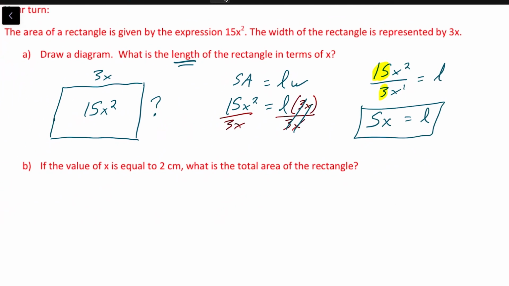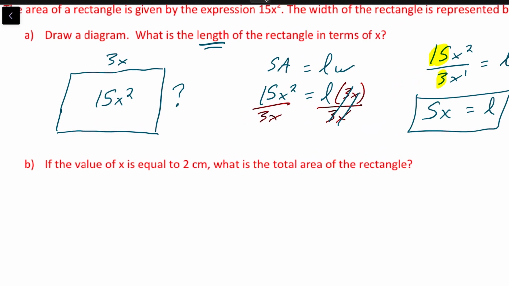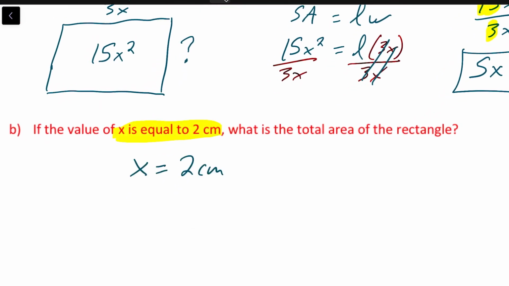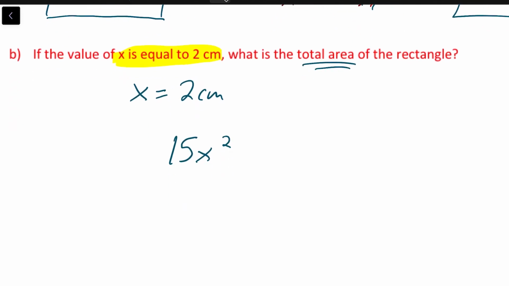Okay, so hopefully that's what you got for A. Now B, if the value of x is equal to 2 centimeters, what is the total area of the rectangle? All right, so here they've given us the key to this problem. They're saying that x is equal to 2 centimeters. Okay, so now what I have to do is plug in a 2 where there was an x before. So if my surface area, my total area, was 15x squared, I'm going to substitute a 2 in the place of x.